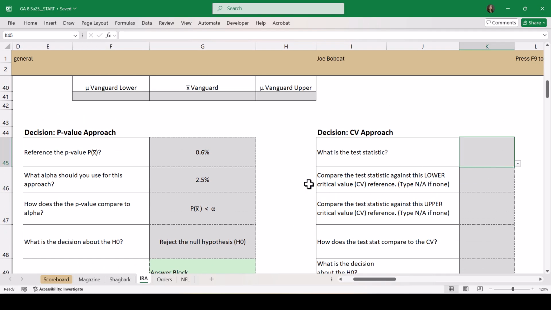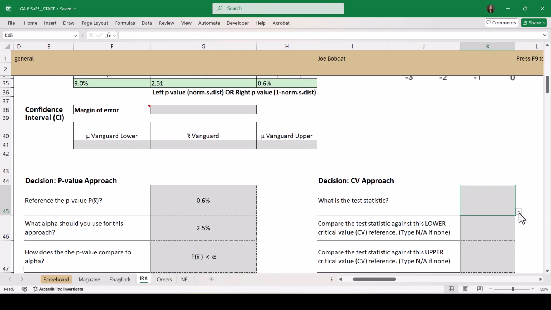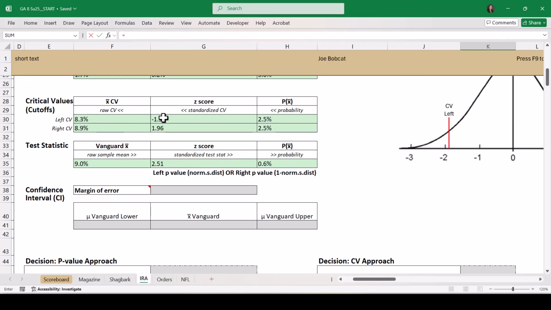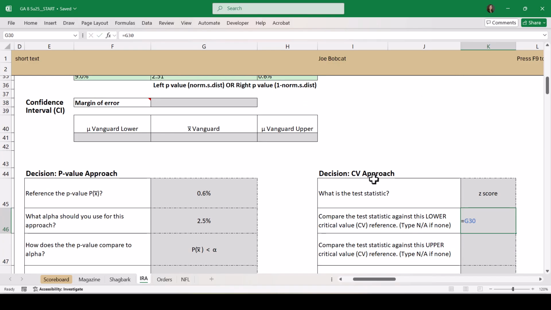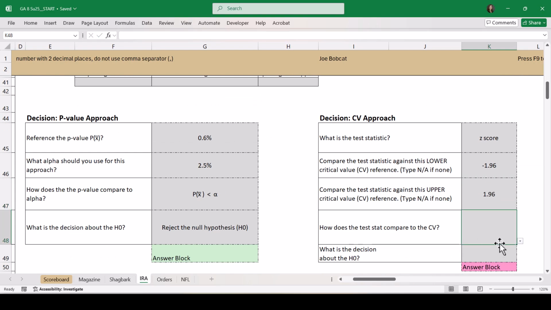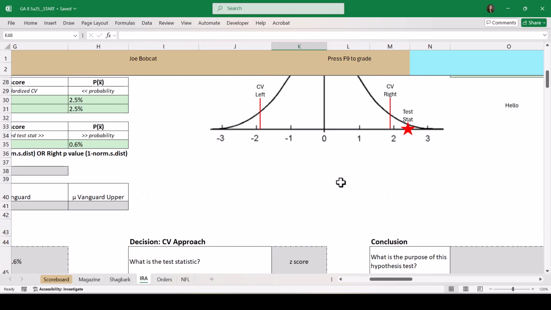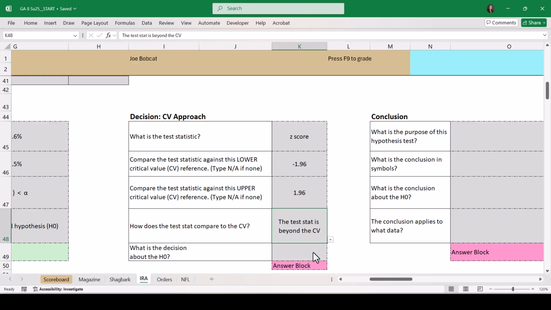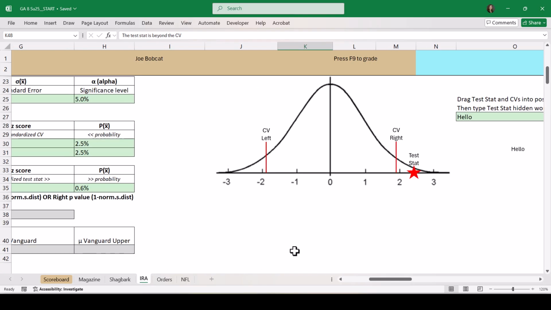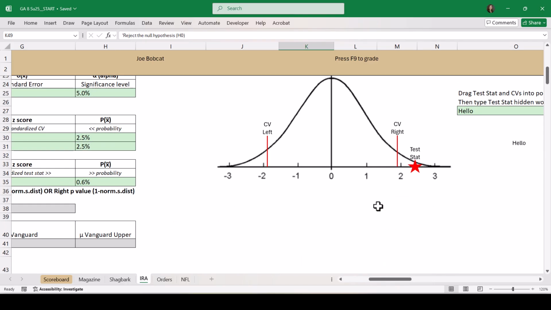All right, what about the critical value approach? What is our test statistic? Our test statistic is 2.51, and that is a z-score. What were our critical values? The lower critical value was negative 1.96. The upper critical value was positive 1.96. And our test statistic fell in the rejection region. It was beyond the critical value, farther out on the tail or beyond. And when that happens, we are going to reject the null hypothesis. Our test statistic fell in that rejection region.